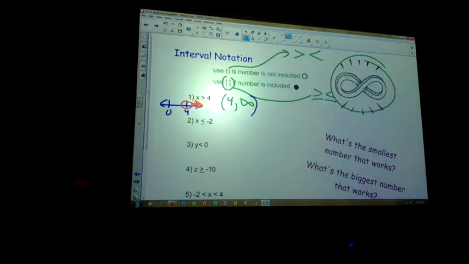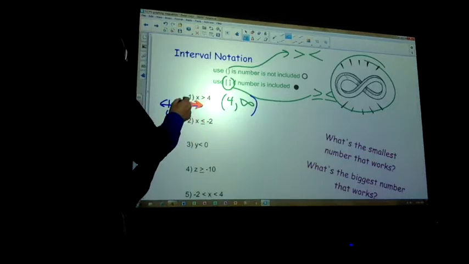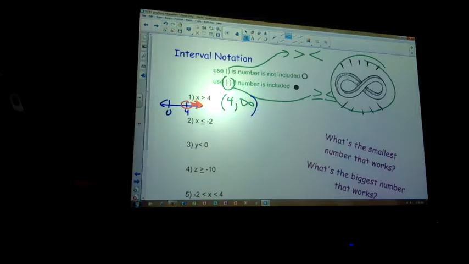So like, look at number 2. Number 2, I want values that are less than or equal to -2. So what are values that are less than -2? Negative infinity. Okay? -10, -80, -8 billion.